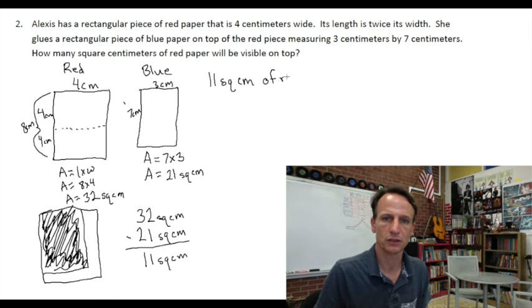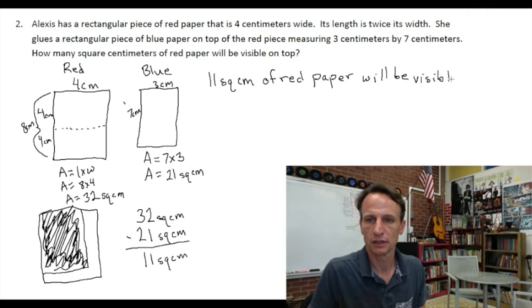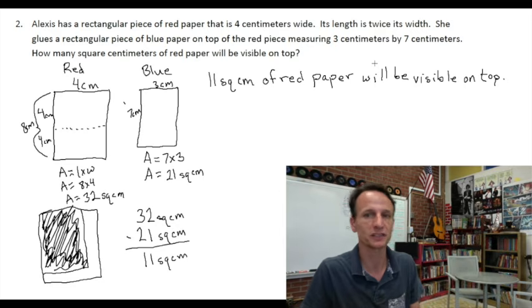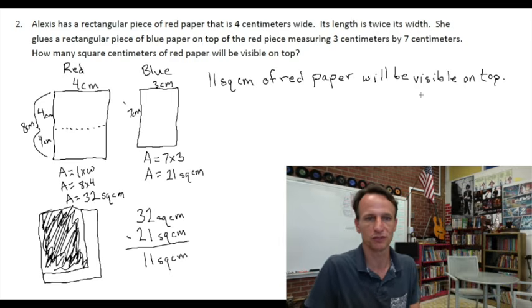of red paper will be visible on top. That's important, right? On top. If you flip it over, you can see just red. Now you can't see blue at all. It's hiding. Okay, so 11 square centimeters of red paper will be visible on top.